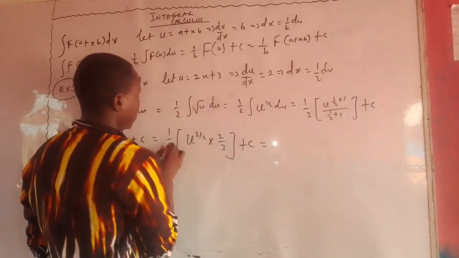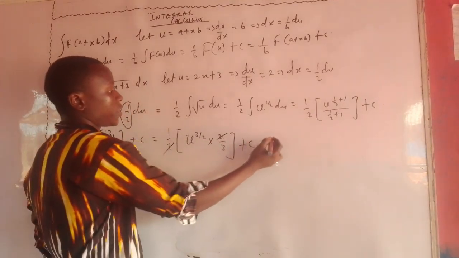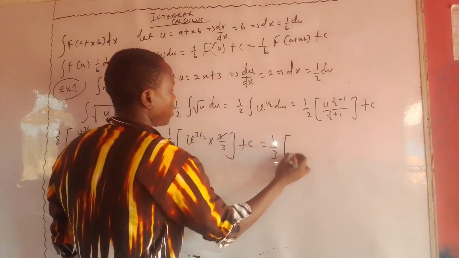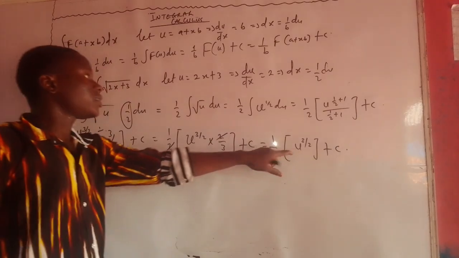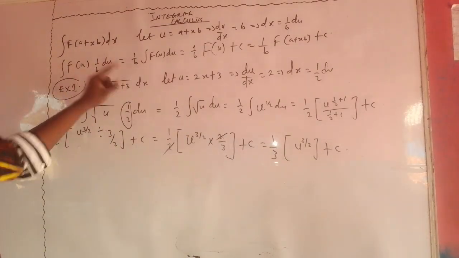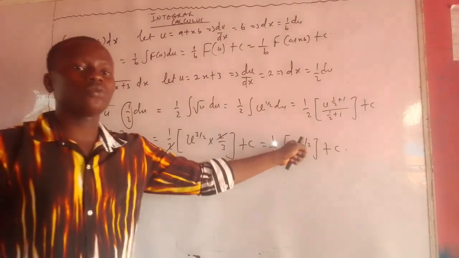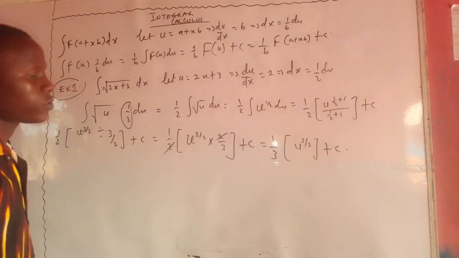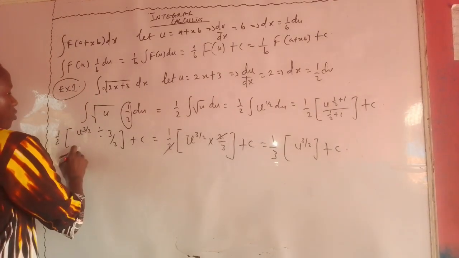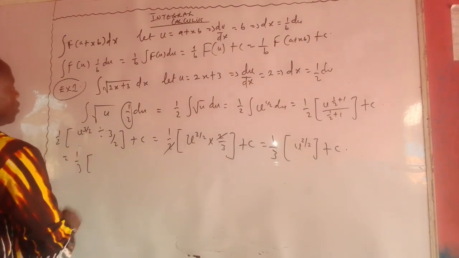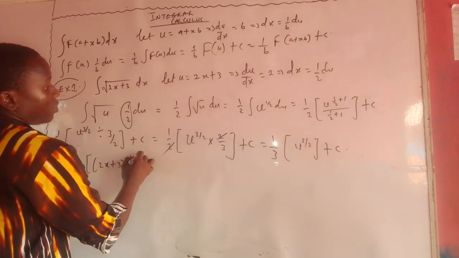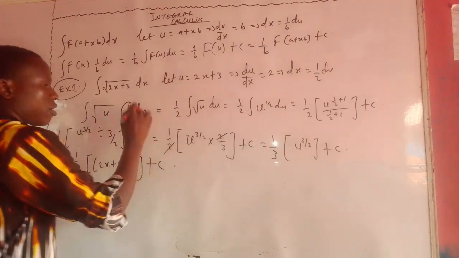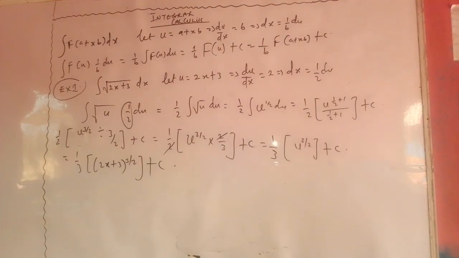We cancel out the 2 here. So what we have now is 1 over 3, then u raised to the power of 3 over 2, plus c. Now don't forget that u is 2x plus 3, so we substitute back. We have 1 over 3, then into the bracket 2x plus 3 raised to the power of 3 over 2, plus c. So that will be the answer to that particular integral.